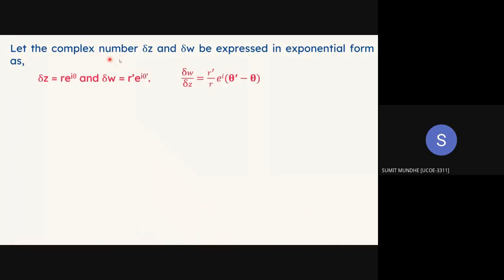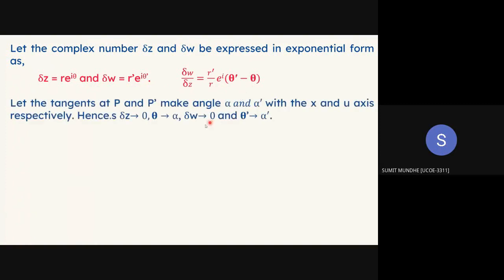Let the complex numbers delta z and delta w be expressed in exponential form as delta z equals r into e raised to i theta, and delta w equals r dash into e raised to i theta dash. So taking the ratio of these complex numbers, we get delta w upon delta z equals r dash upon r into e raised to i (theta dash minus theta).